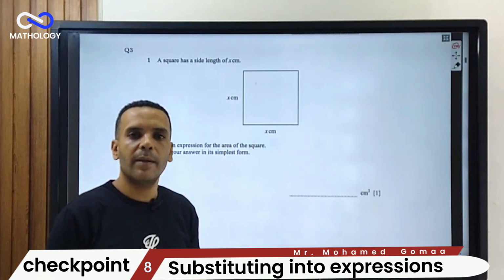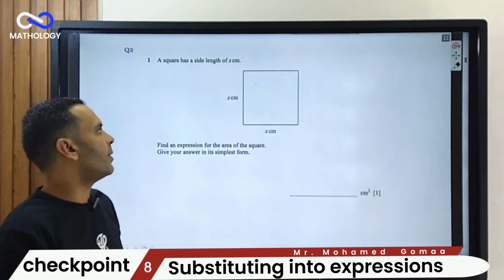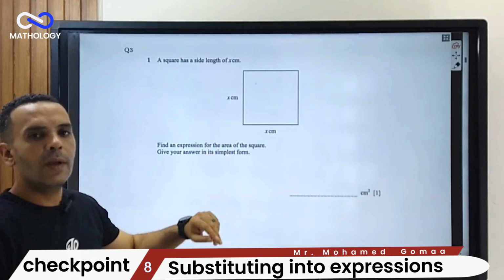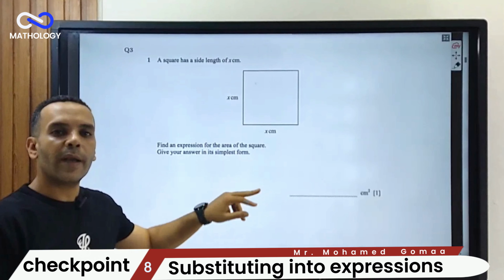If he asked about the area, it equals x times x, which equals x power 2. If he asks about the perimeter, it will be 4x.